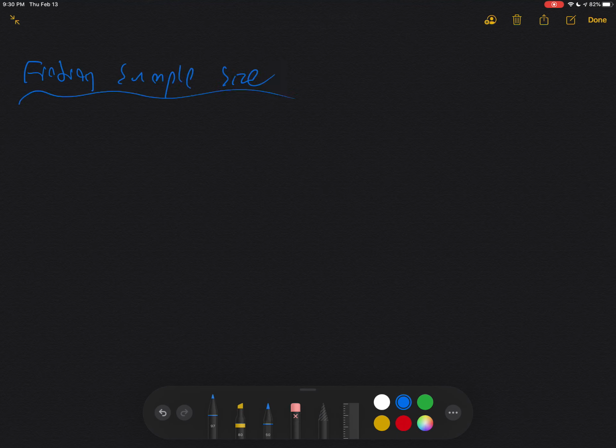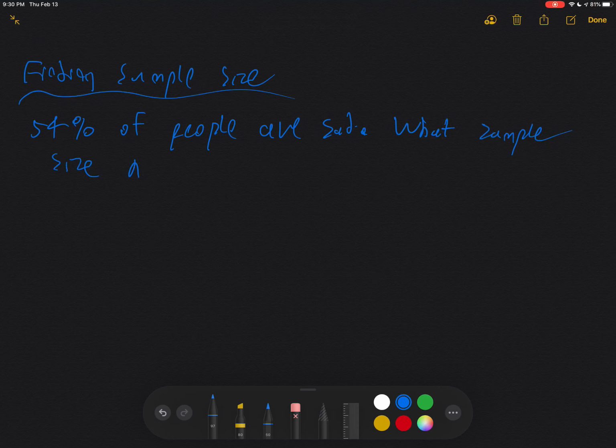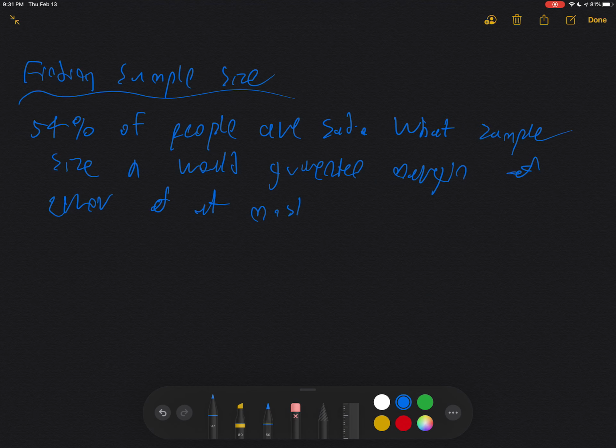So I think the best way we could approach this is by doing a problem. A problem could be: 54% of people are sad. And then you could ask what sample size n would guarantee a margin of error of at most 0.3, and all this is with a 95% confidence interval.